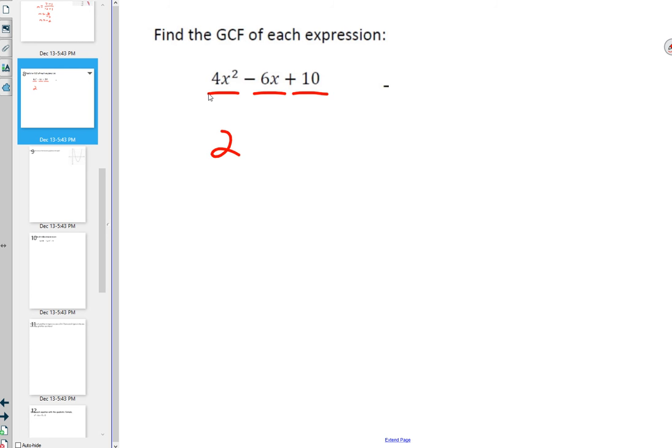If you were to factor, they're not asking to factor, but if you were to factor, then you have to leave 2x squared minus 3x plus 5, and then see if that can be factored any further, which it looks like it can. But that's not what they were asking us. We were only being asked for the common factor, which is 2.